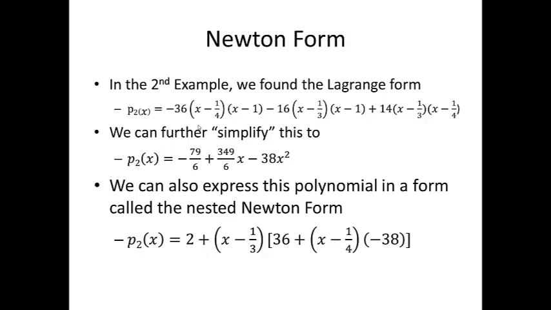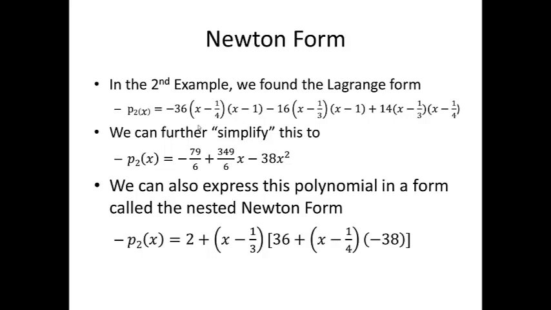We can also express this polynomial in a form called the nested Newton form. The Newton form involves the fewest arithmetic operations and is recommended for evaluating p2 of x. It cannot be overemphasized that the Newton and Lagrange forms are just two different derivations for precisely the same polynomial. Newton form has the advantage of easy extensibility to accommodate additional data points.